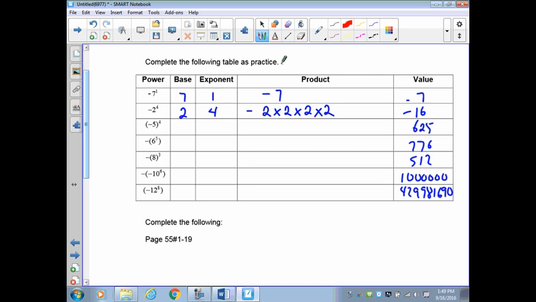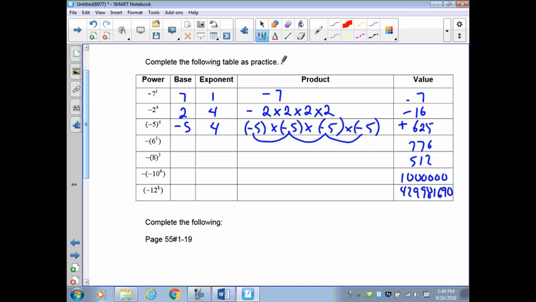Now, taking a look at the negative 5. This time it's inside brackets. That means the base is negative 5. And the exponent is 4. Now, because the base is negative 5, the 4 means multiply the base, negative 5, by itself 4 times. So this becomes negative 5 times negative 5 times negative 5 times negative 5. Now, a negative times a negative is a positive. A positive answer times a negative is a negative. And a negative answer times a negative means that this is overall a positive number.